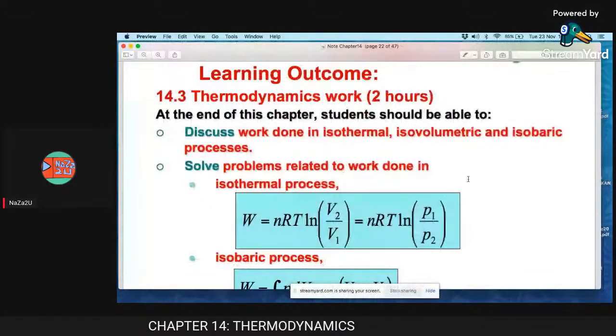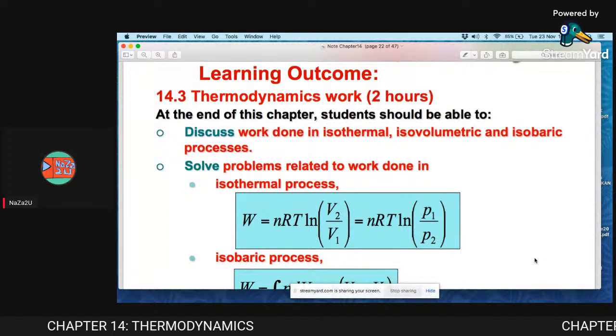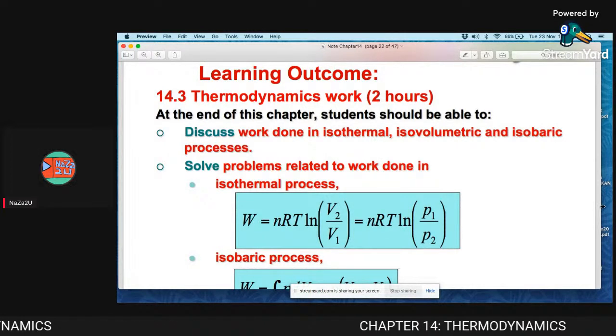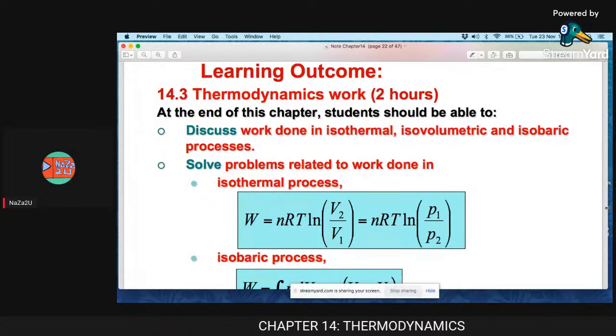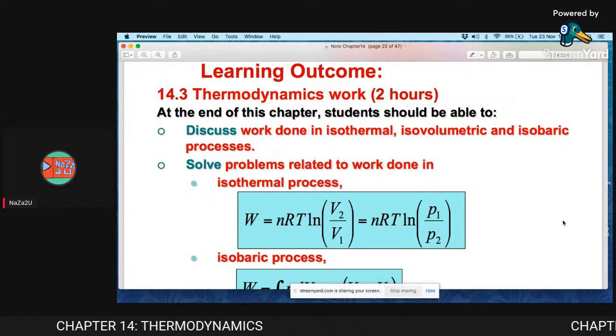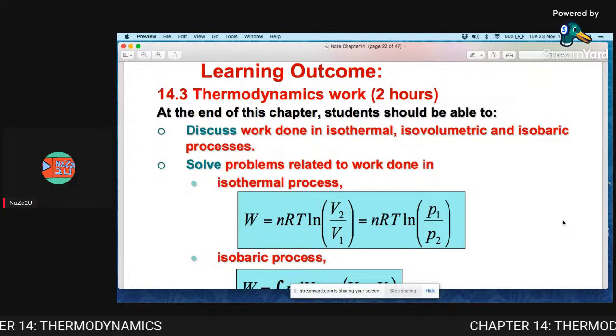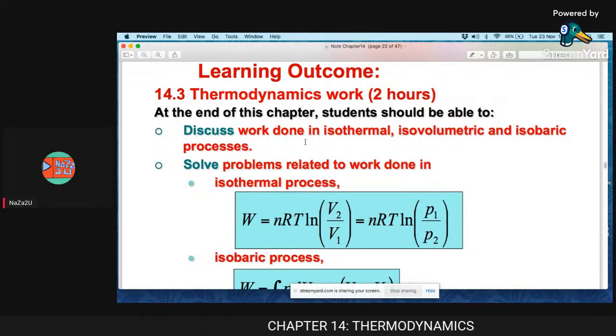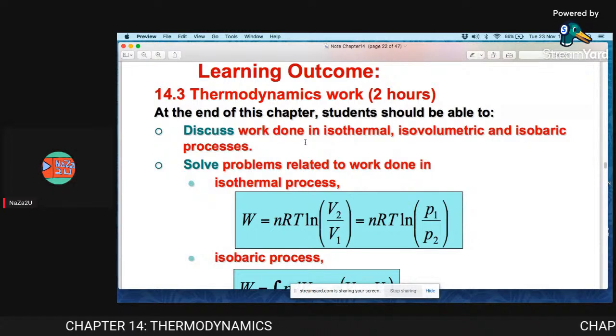Jadi sepatutnya di skrin kamu sekarang ni akan terpapar subtopik 14.3 thermodynamic. So untuk yang 14.3 kita akan bincang berkenaan dengan work done.